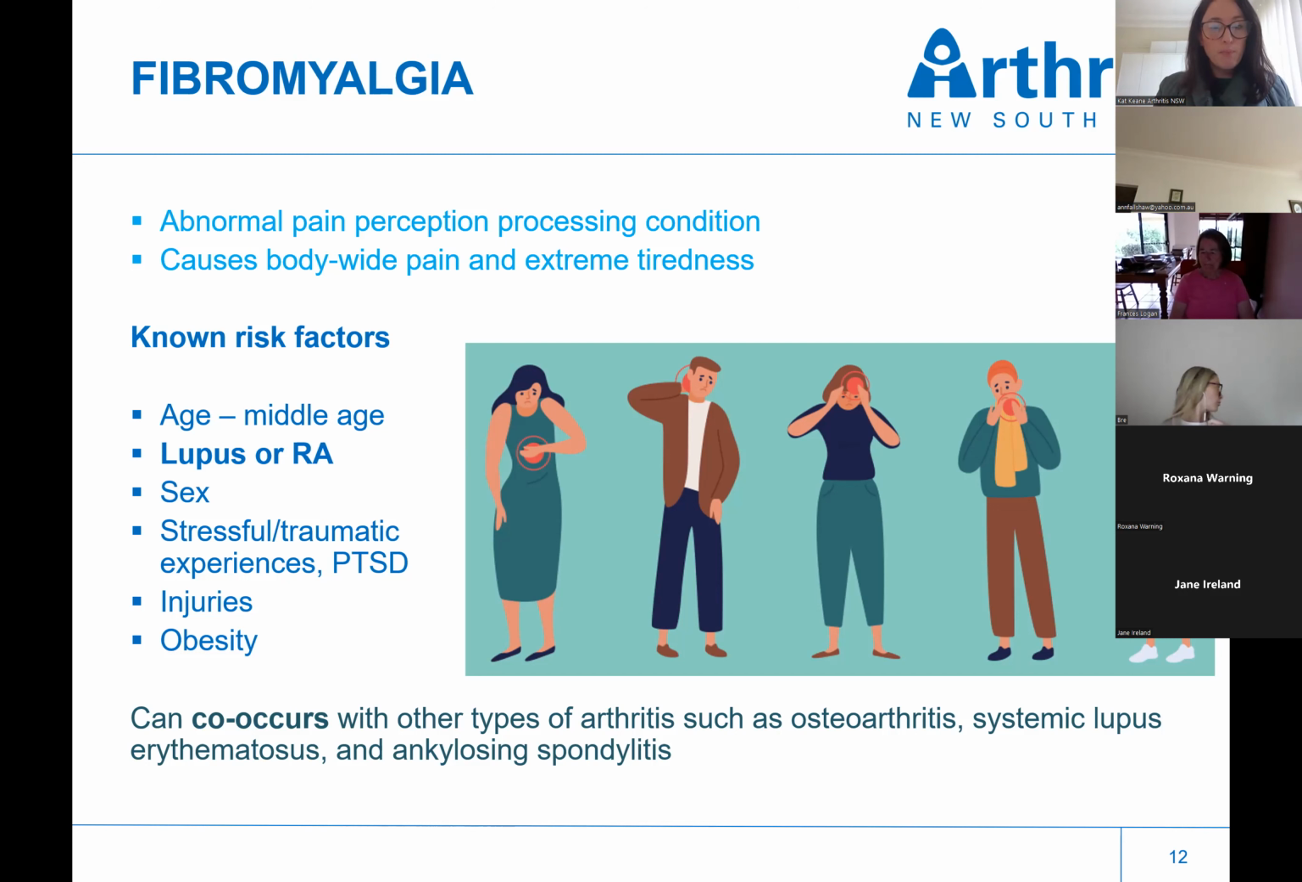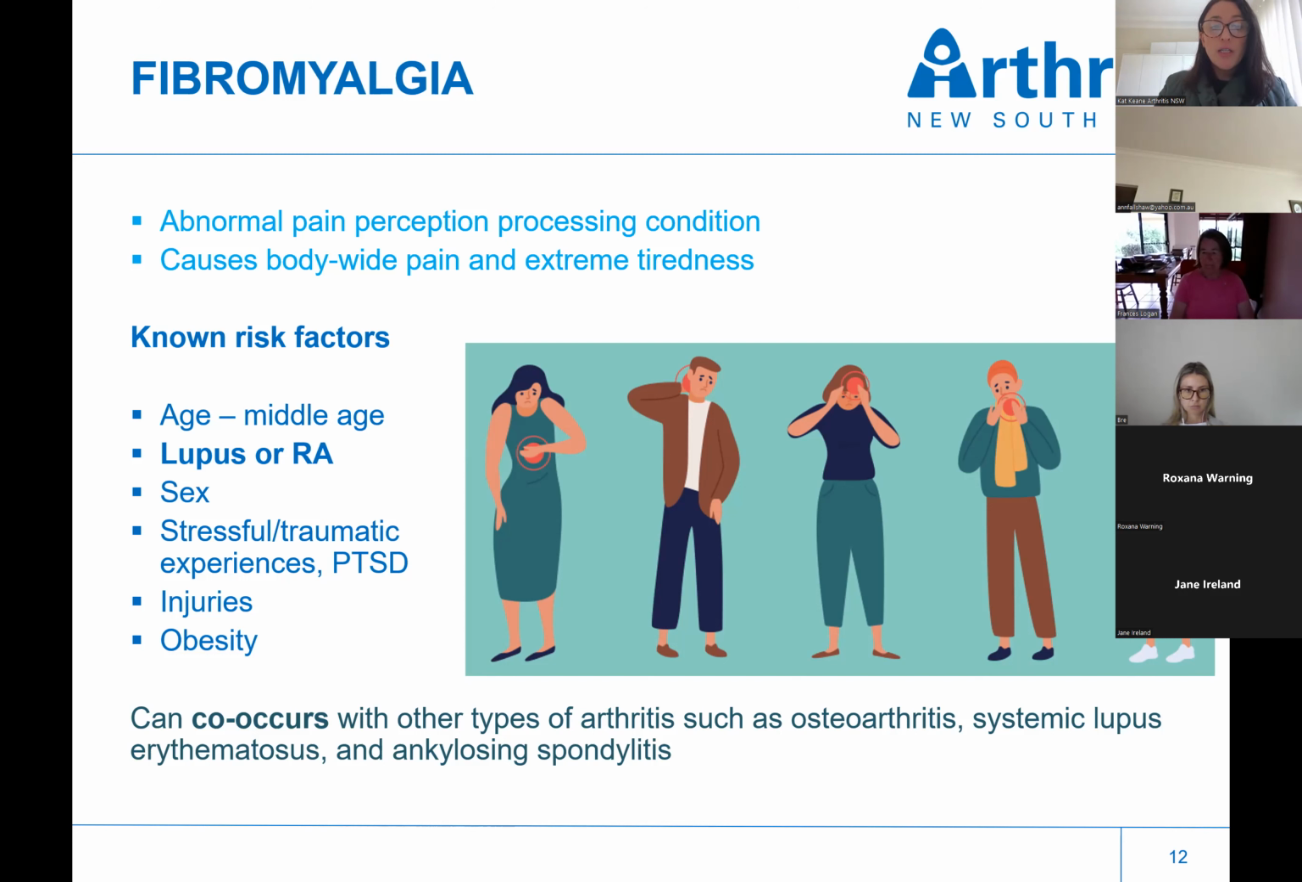It causes widespread pain, extreme tiredness and fatigue. The known risk factors here can be age, though you can develop fibromyalgia at any age because of the reasons why it can occur, but often it's middle-aged. Known risk factors can be lupus or rheumatoid arthritis. So that can be the trigger to developing fibromyalgia.